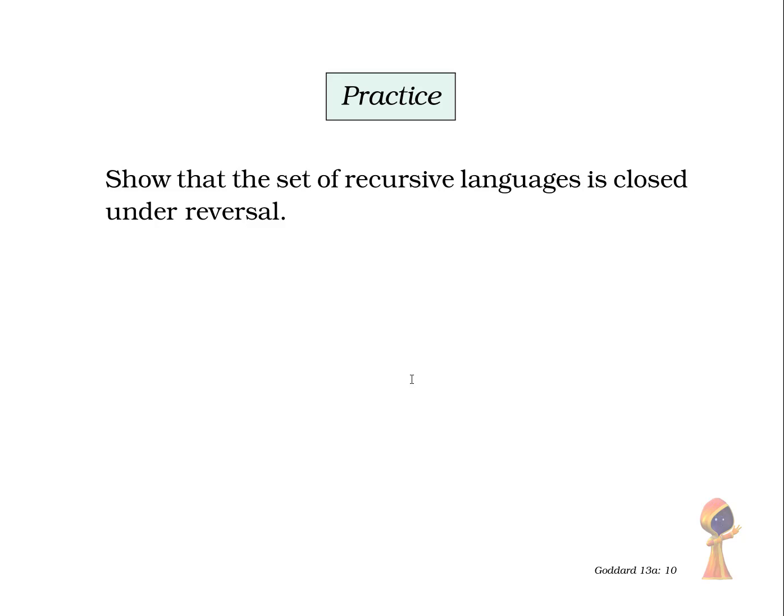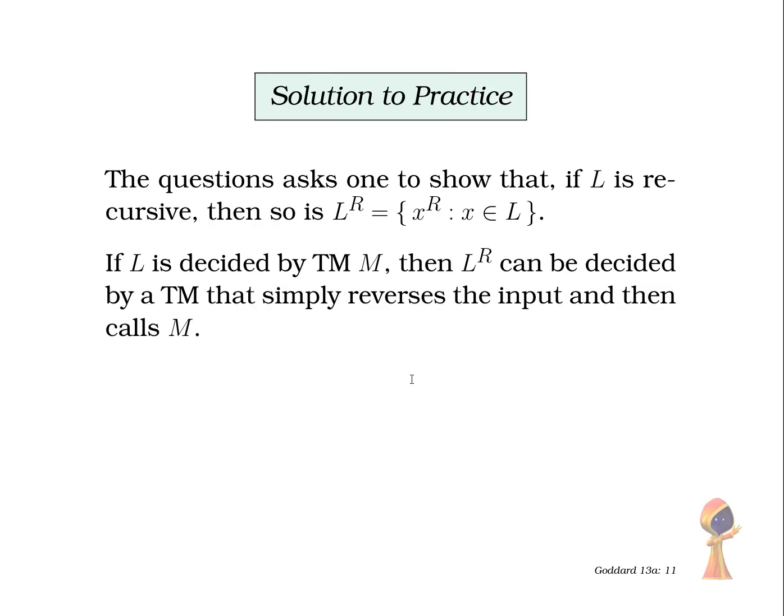So the solution for that is, if L is recursive, then so is L^R. R is the reverse of that language. So if L is decided by Turing machine M, then L^R can be decided by a Turing machine that simply reverses the input and then calls M. It reverses it and then calls M. That's it. That's how we can see that it works.